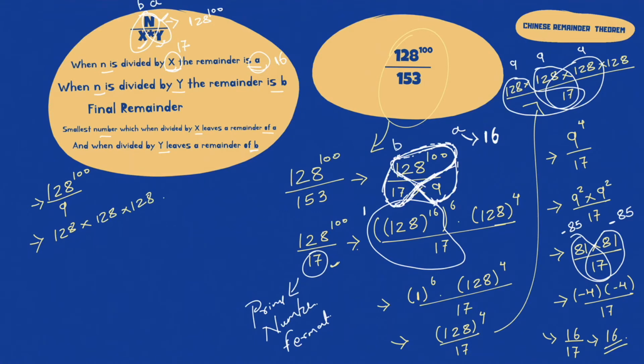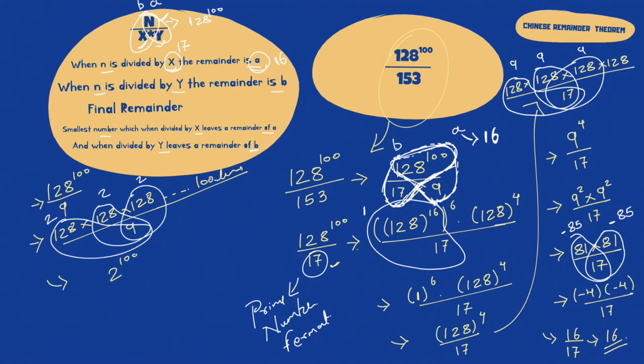I'll solve this by split up: 128 multiplied 100 times, divided by what? 9. So first find the remainder for 128 divided by 9, which is nothing but 2. So 2 multiplied 100 times, 2 raised to 100, divided by 9. Now how can I solve this? I am done with the first step, which is split up.